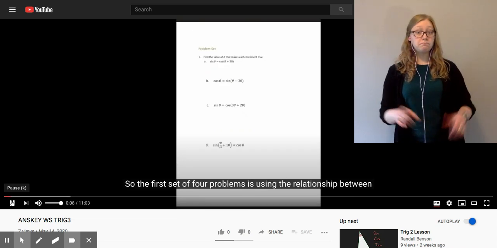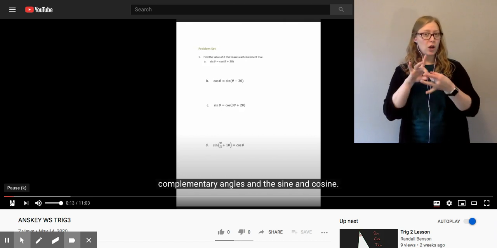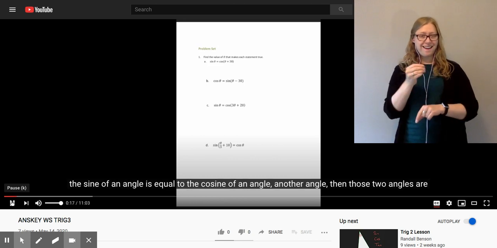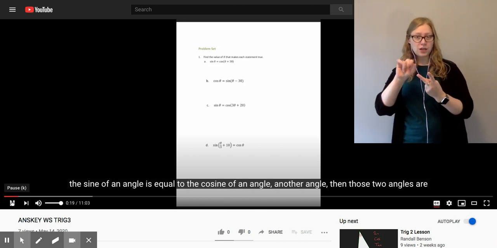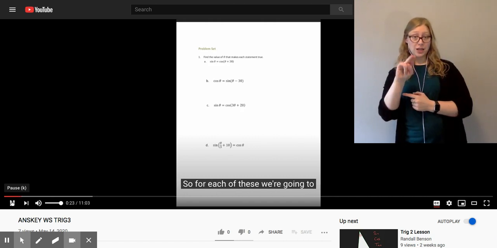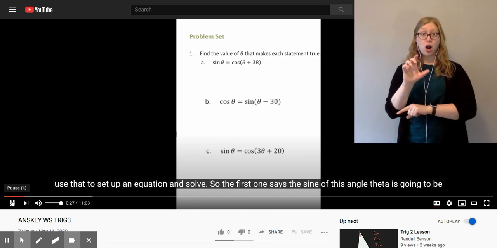So the first set of 4 problems is using the relationship between complementary angles and the sine and cosine. So if the sine of an angle is equal to the cosine of another angle, then those two angles are complementary. So for each of these, we're going to use that to set up an equation and solve.